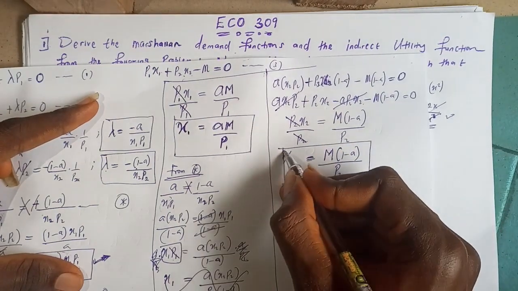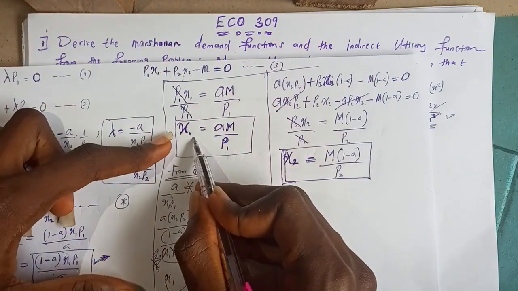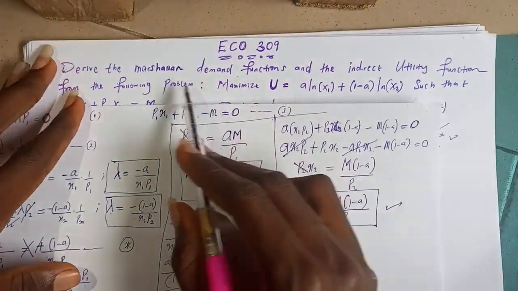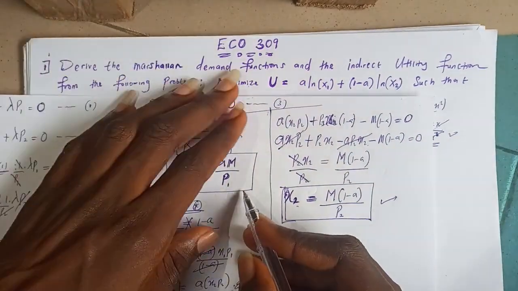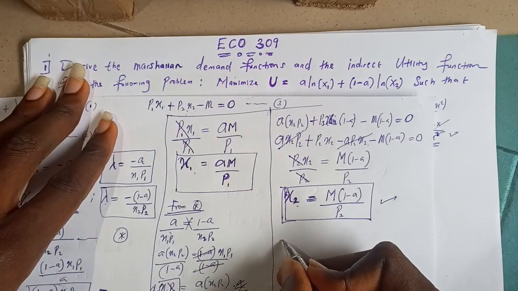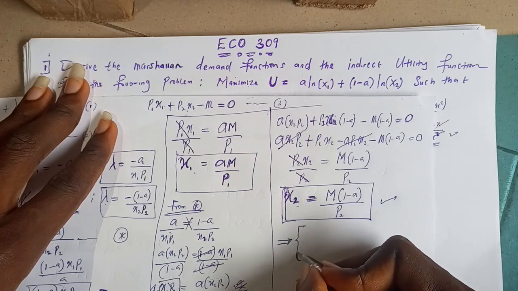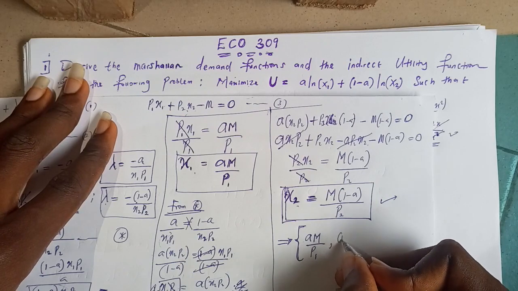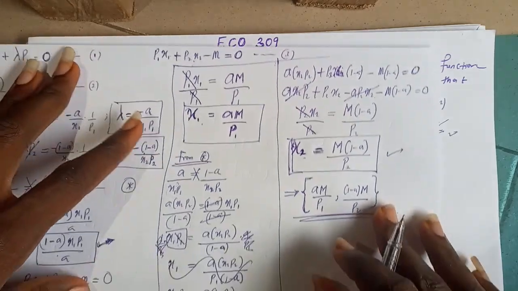So this result here gives the function for x2. I have x1 here and I have x2 here. So I have these two results. These two results give the Marshallian demand functions for the utility function. Okay. So the Marshallian demand functions is equal to, so we can write it in this format: a m over p1 comma 1 minus a of m over p2. So that's the function itself.